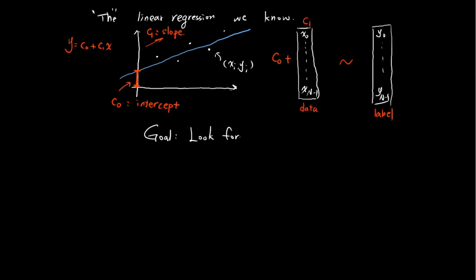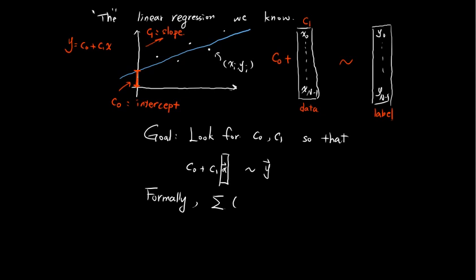So for linear regression, we are looking for C0 and C1 so that C0 plus C1 times this vector is very close to Y. Or formally, you can say the linear regression algorithm wants to minimize the following quantity, the difference between these two vectors.